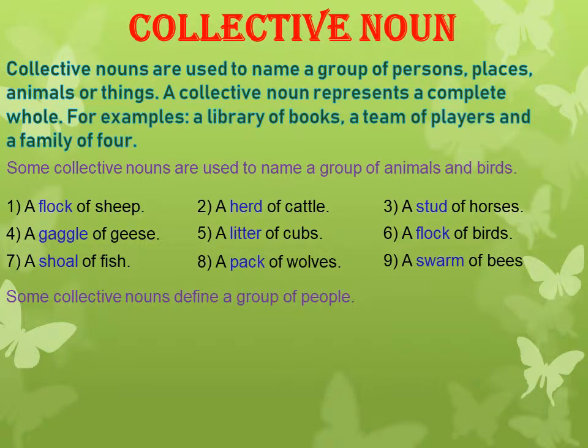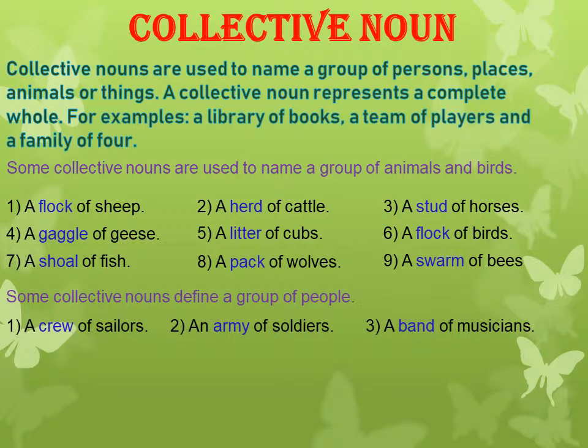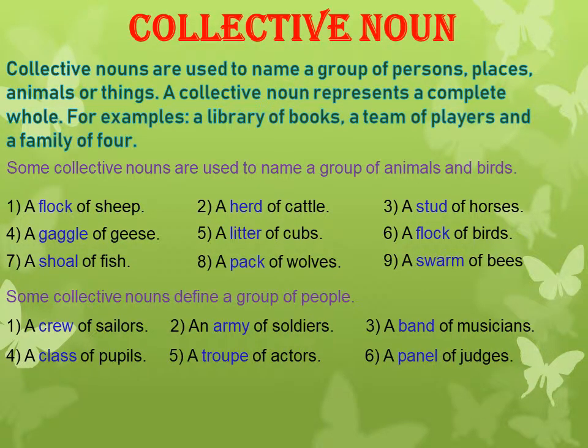Some collective nouns define a group of people. 1. A crew of sailors. 2. An army of soldiers. 3. A band of musicians. 4. A class of pupils. 5. A troupe of actors. 6. A panel of judges. 7. A gang of robbers.